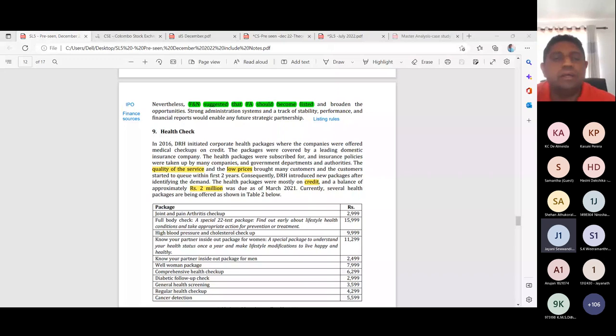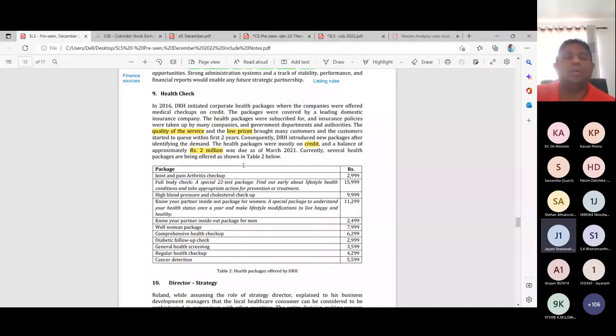Right, then health check. So in 2016, DRH initiated corporate health packages where the companies are again, hospital. Now they are talking about hospital, but now we talk about the plantations, no? Again, they come back to hospital.